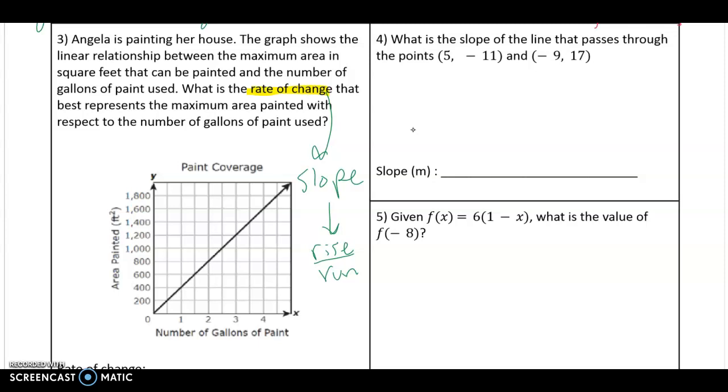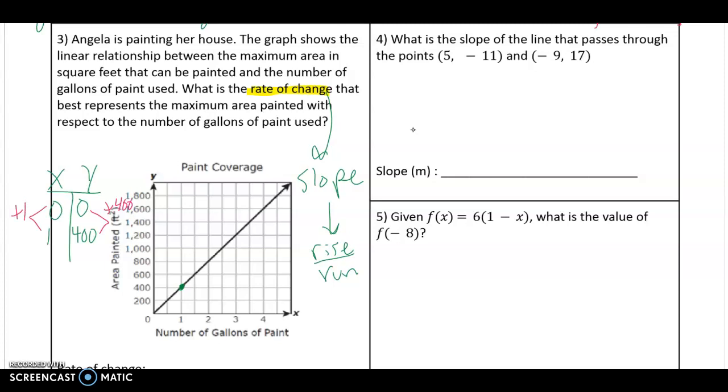You could also make a tiny table if you wish. I saw a lot of you actually make tiny tables on this particular problem. So I can put in points. For instance, 0, 0 is a point. And then I also have a point here at 1, 400. So we can see that the y's are increasing by 400 and the x's are increasing by 1.